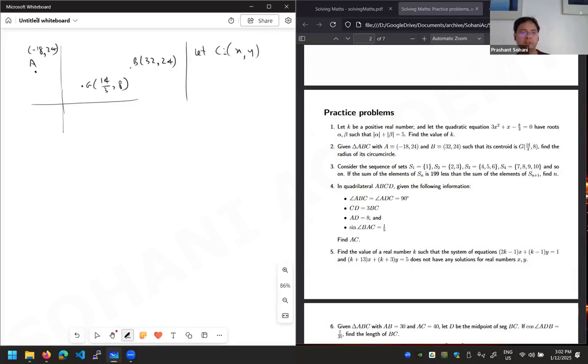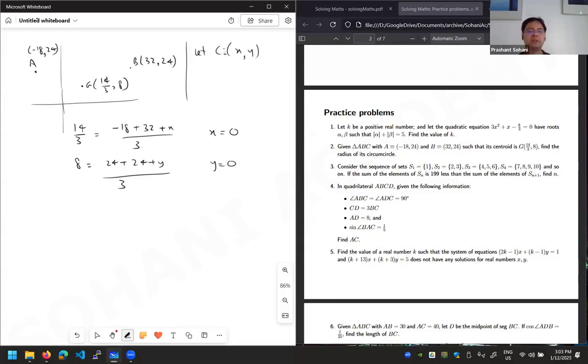So I can just write the centroid will be the average of all the three, right? So it will be minus 18 plus 32 plus x upon 3, and 8 is also the average of the y coordinates. And so if you solve this, you will get the values of x and y. So in fact, you will see that the value of x and y are both 0. That is itself satisfying, which means the third point of my triangle is actually at the origin. Okay, so this is my triangle, ABC, something like this.